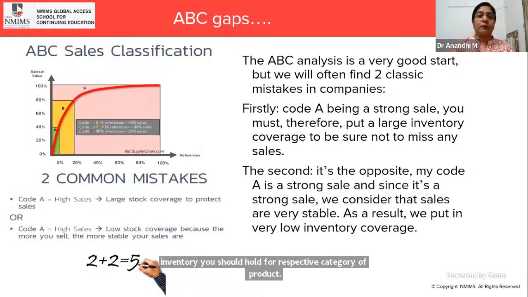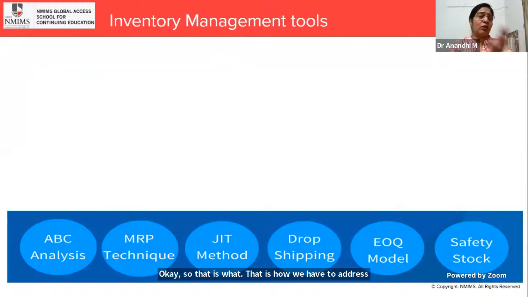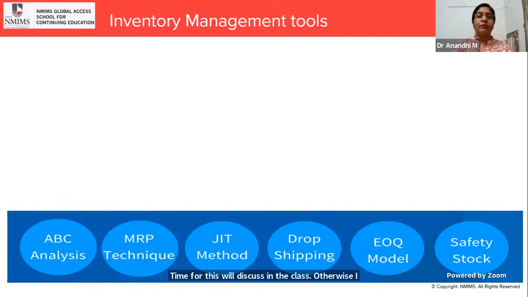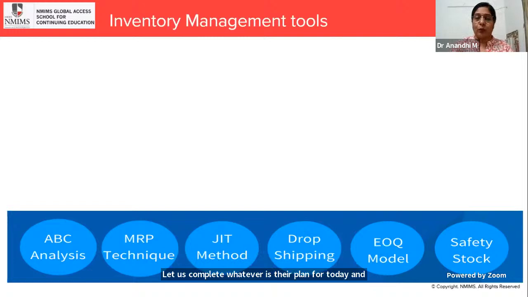That is how we have to address the gaps in every classification technique, whether it is ABC or VED or XYZ, whatever it is, right? Towards the end, I have kept an additional reading on how to combine ABC plus XYZ analysis, that I will tell you later. If time permits, we'll discuss it in the class. Otherwise, I would suggest you go and see that as the additional reading. Let us complete whatever is planned for today, and then we'll discuss the additional one.